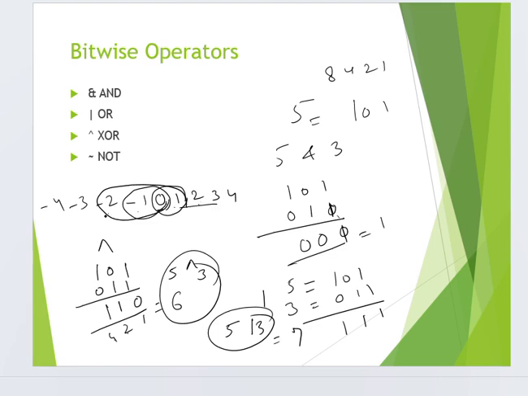If you are giving 2, you will be getting -3. If you are giving 3, you will be getting -4. And it goes the same way. If you are giving -2, you will be getting the answer as 1. -3, you will be getting the answer as 2. So it goes that way. This is what we call bitwise NOT.